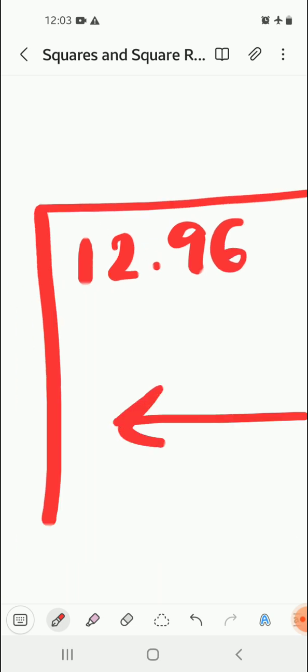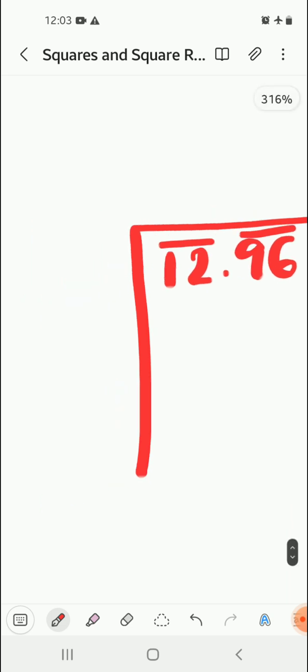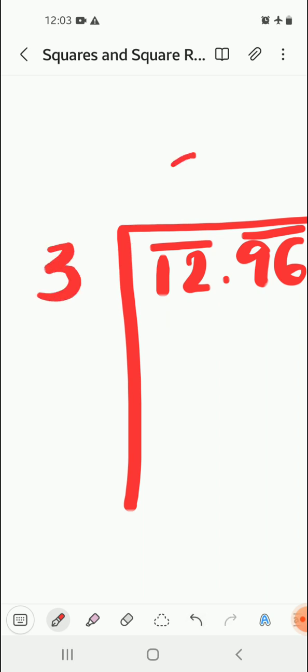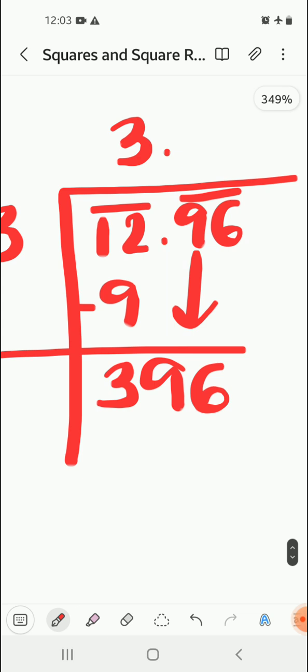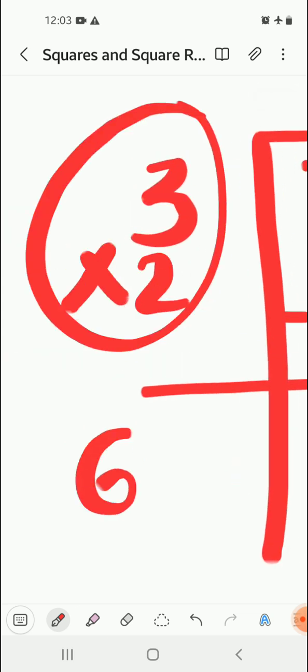Start from the right, move towards the left, start making pairs. The first pair, the second pair. First pair is 12, the number closest to it, the square will be 3 into 3, 9. So this is 3, 3, 9. Subtract the number. Now this decimal point would shift here, and after that, this pair is going to move down, and this 3 has to be multiplied by 2, and we're going to write 6.